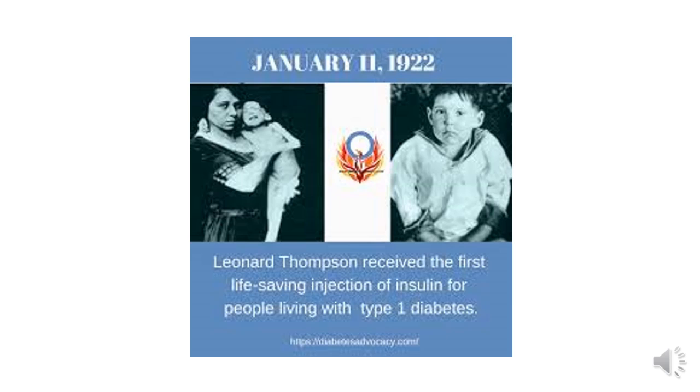This photograph shows the first diabetic to receive insulin on January 11th, 1922. His name was Leonard Thompson. He was a type 1 diabetic. He received the injection of insulin in Toronto Hospital, Canada.